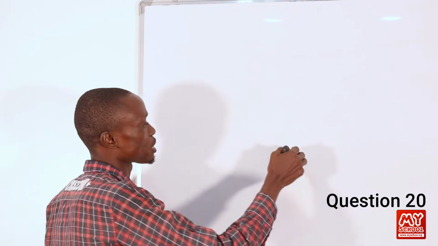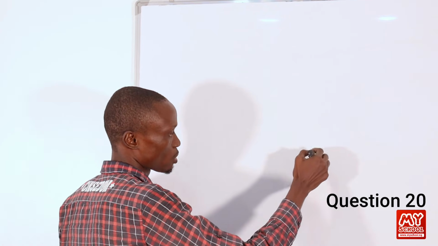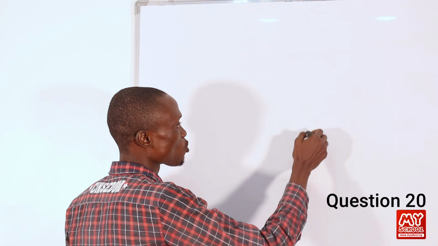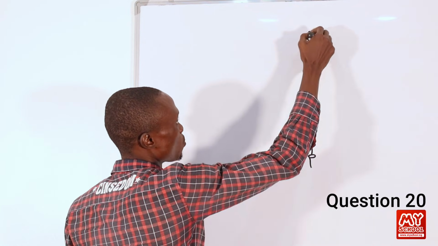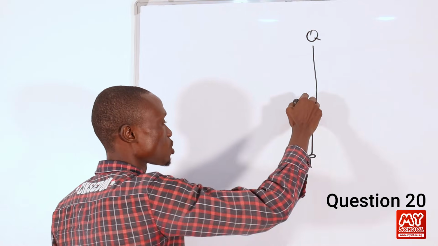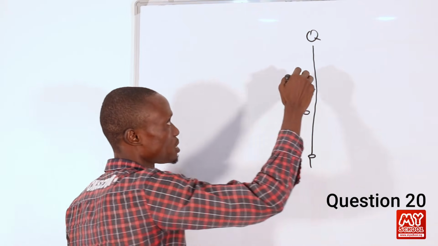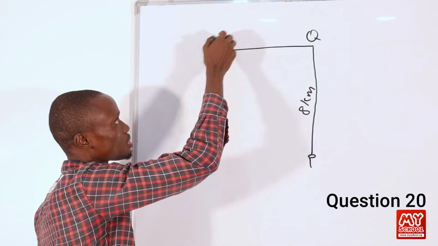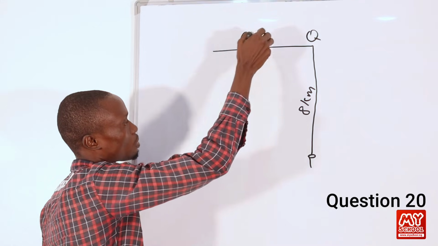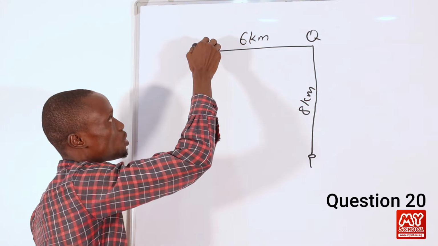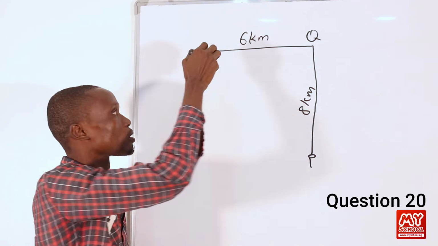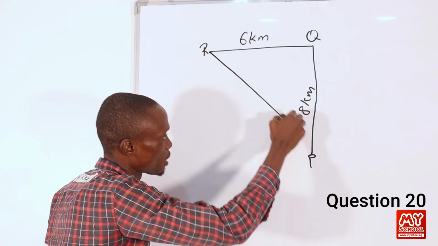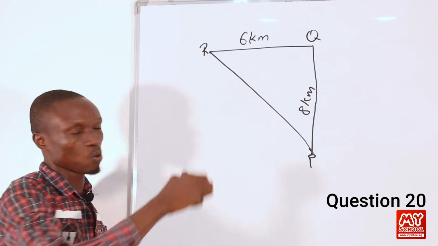So we are told from the question that a boat sails from point P. Okay, from there it's telling us that the P is the starting point. So, and it moved north of P to a point Q. And the distance between Q and P, according to the question, is 8 km. Then, from point Q, the boat sails 6 km to a point R. So we can join these 2 points together, okay, to form a right angle triangle.